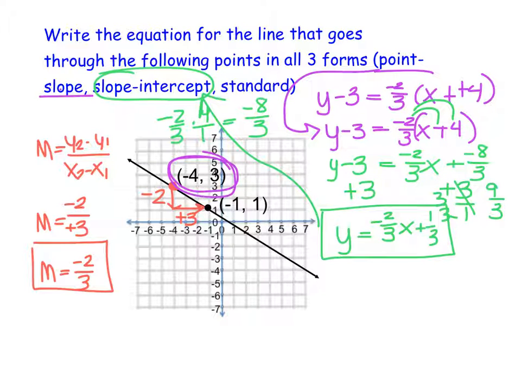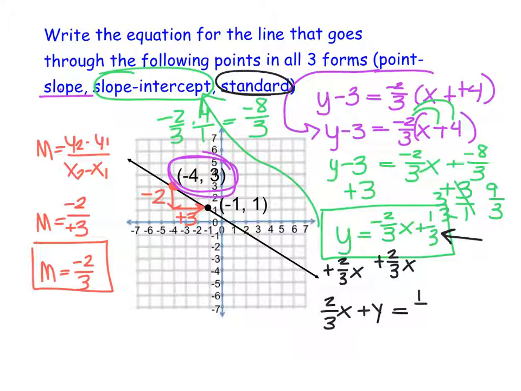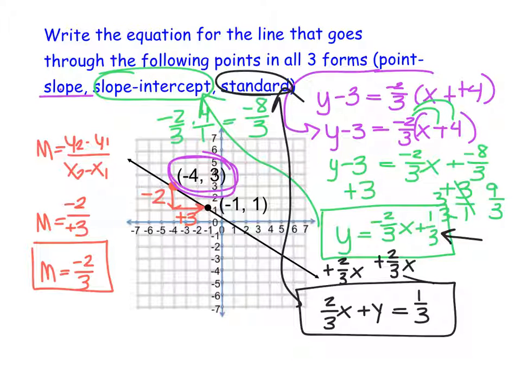And then finally from here we want to end in standard form, which is when we have the constant, which here is 1/3, by itself. So we need to move that x term completely. So we're going to add 2/3 x, add 2/3 x. And so we ultimately end up with 2/3 x plus y is equal to 1/3 for our standard form. Remember here, our constant value is alone, and our x's and our y's are together on the other side of the equation.